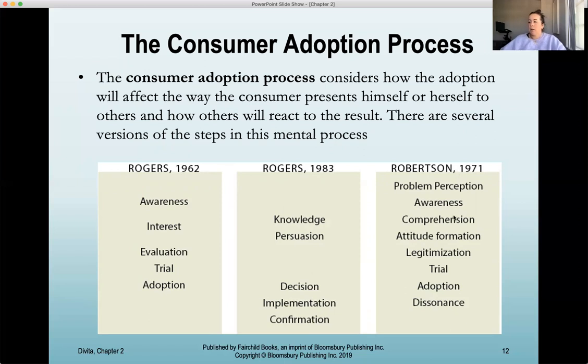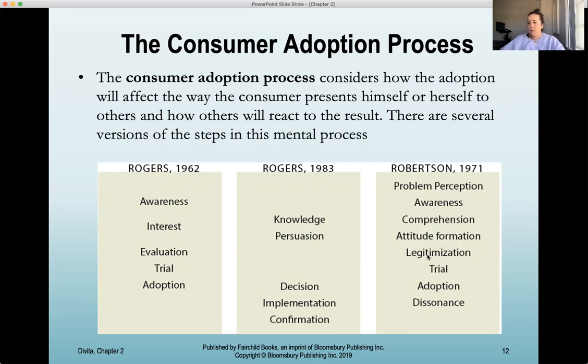Problem perception, awareness. So similar to here, but first we're identifying maybe there's a couple problems with adopting this trend or good. We're becoming aware of the trend or the good. We're then comprehending it. How is it used? Why is it used? What does it mean if you use it? Then we're forming an attitude towards it, an opinion. Do we like it? Do we want it? Do we dislike it? Is it annoying to us?